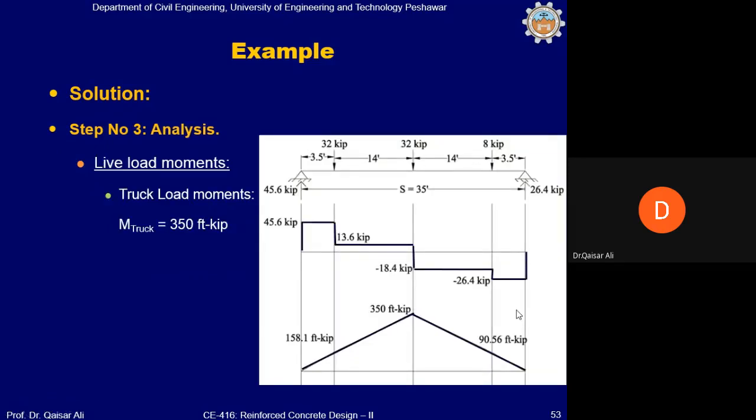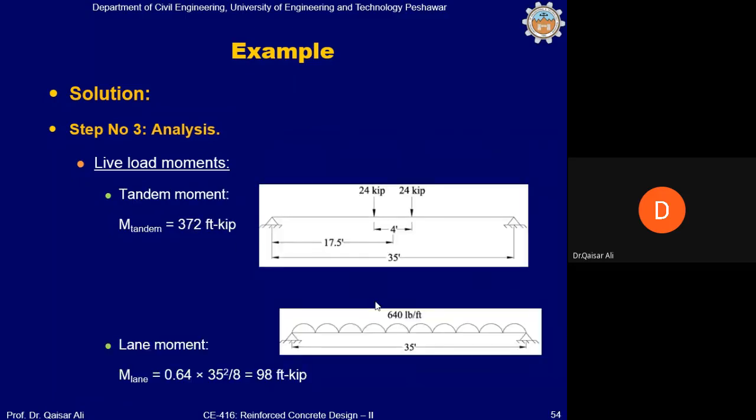Live load moments. Live load moment, as discussed earlier, will be obtained by placing the middle axle in the mid span of the bridge with equal spacing on both sides for front and rear axle. So we can draw shear force and bending moment diagram for this simply supported line element, and this gives us a bending moment of 350 foot kip, which is a bending moment coming from the line analysis. You should note and understand this. For a tandem, we get a bending moment of 372 foot kip, which is greater than the truck load. Lane moment is 0.64 into 35 squared, it is 98 foot kip per foot.